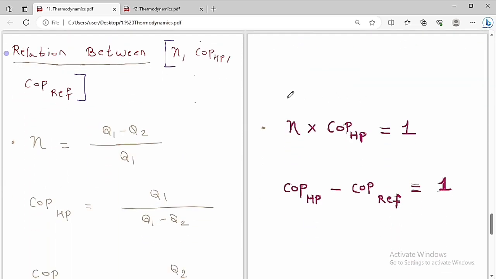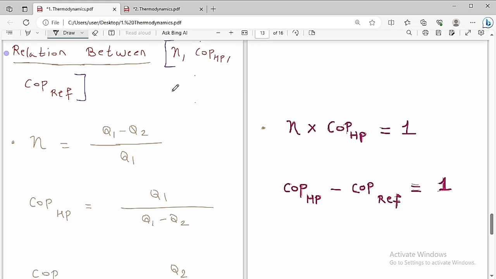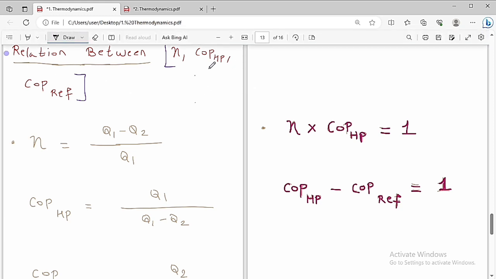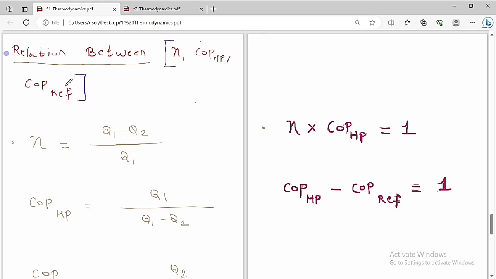Now let me try to explain the relation between the thermal efficiency, the coefficient of performance of the heat pump, and the coefficient of performance of the refrigerator. Between these three things, I want to give you some basic relations which are very, very important. This is called the thermal efficiency, this is the coefficient of performance of the heat pump, and this is the coefficient of performance of the refrigerator.